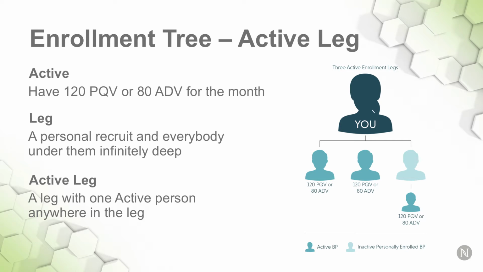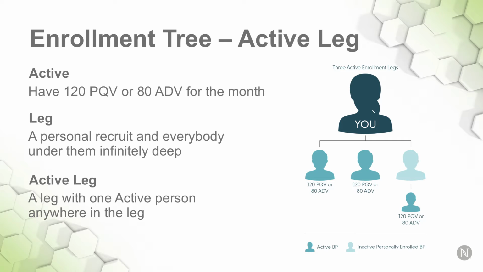Or you have what we call 120 PQV. What's 120 PQV? It means your shopping cart orders, your personal shopping cart orders, plus those of any of your preferred customer volume. And when those add up to be at least 120, you qualify as well. You're active. So what does an active leg mean then?